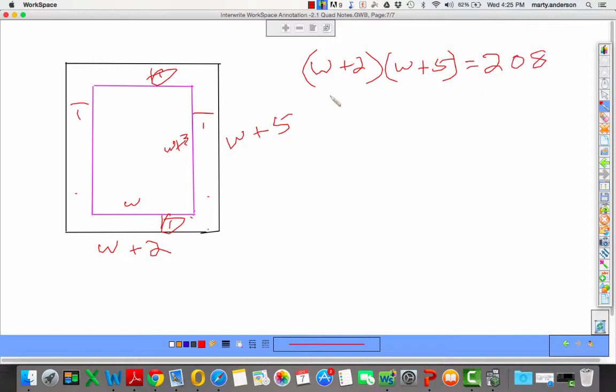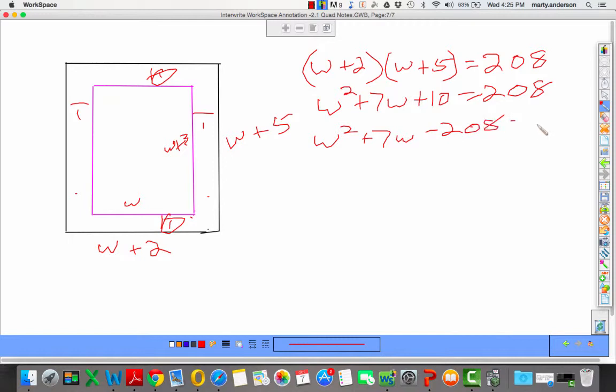Now, if we're going to solve something like this, I got to FOIL that together. W squared plus 7W plus 10 equals 208. Move that over. W squared plus 7W minus 208 equals 0. You could solve hopefully by factoring. If the factoring doesn't work, you can always use the quadratic formula. If the quadratic formula doesn't work, well, then you're probably out of luck. Whoops, I forgot to subtract. This should be 198, right? So we ask ourselves, what do you multiply together to get negative 198 and add together to get 7?